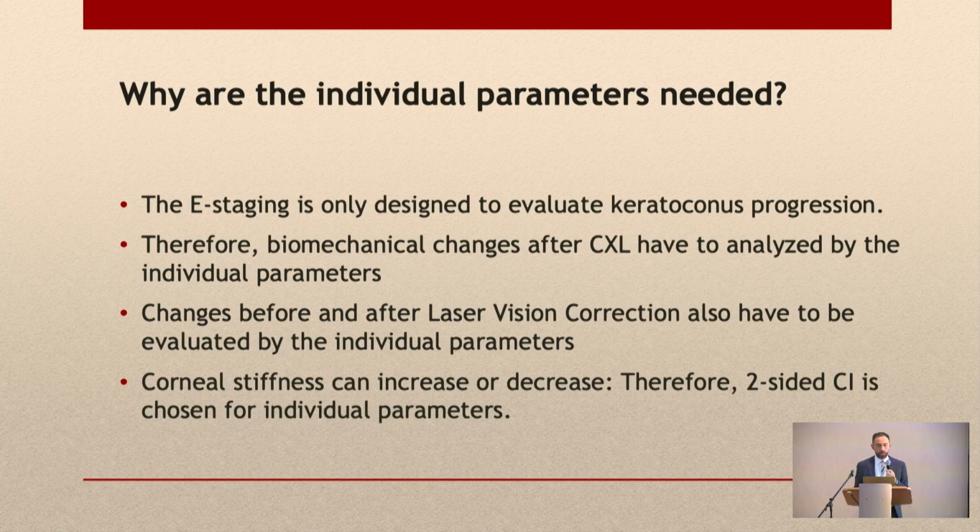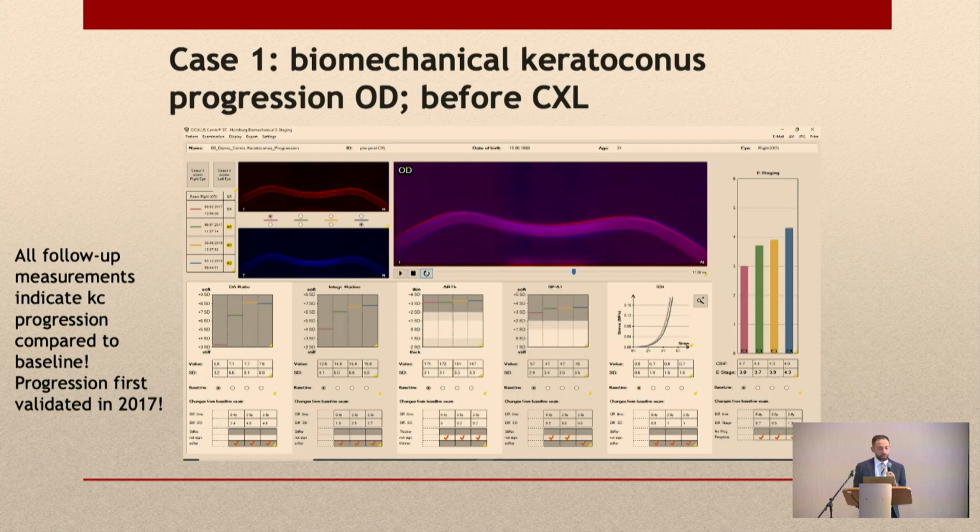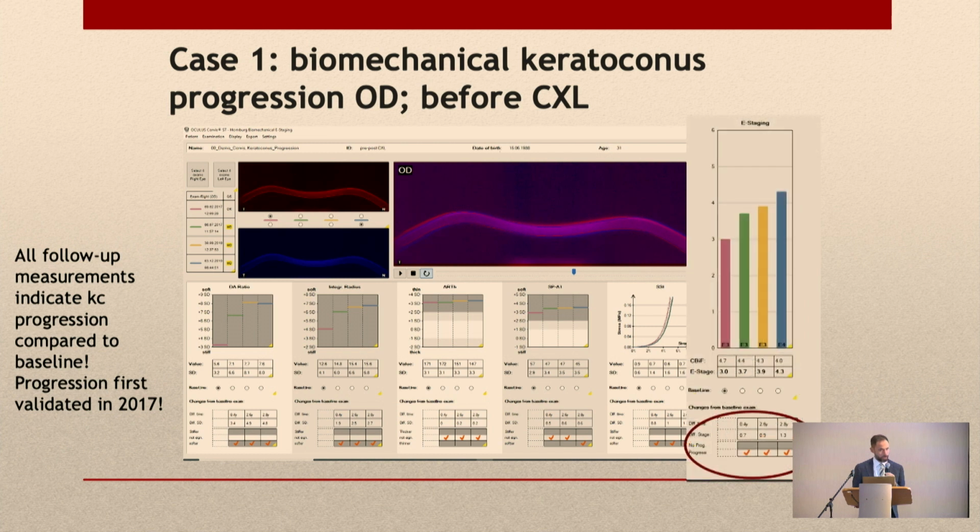Well, I told you why the individual parameters are needed. This is a very interesting case that I will show you in a second. So this is a patient that was progressive. This is coming from Dresden University. As you can see, we have a lot of collaboration, which we thank so much, because this is how science works. This is a patient that was progressive in 2017. Okay, so remember this year, 2017.